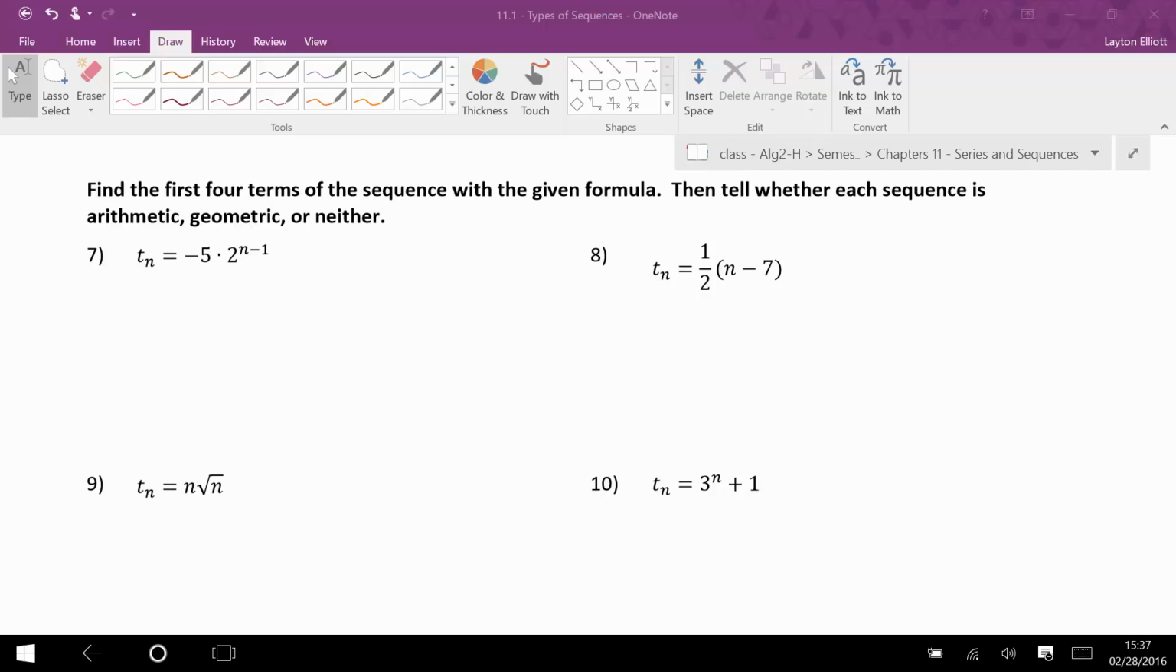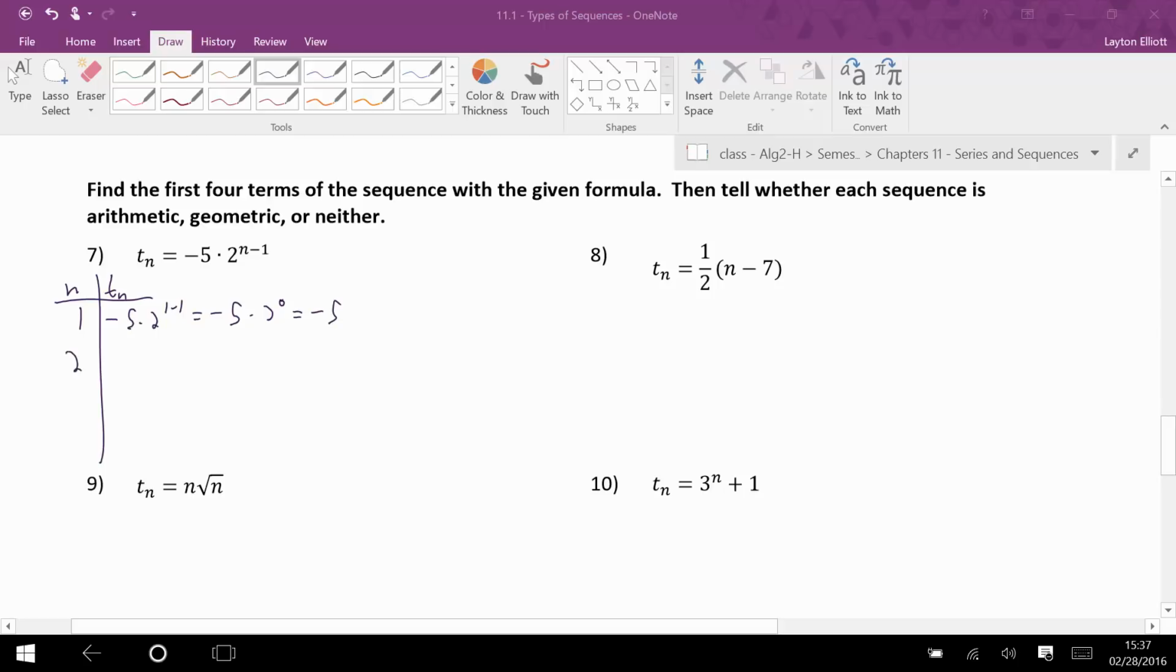To do this, I just need to do some substitution, or I can think about it like a t-chart, because this is like a formula. And the first term is going to be when n is 1, what is t of n? So when n is 1, t of n is negative 5 times 2 raised to the 1 minus 1, which is negative 5 times 2 to the 0, which is negative 5.